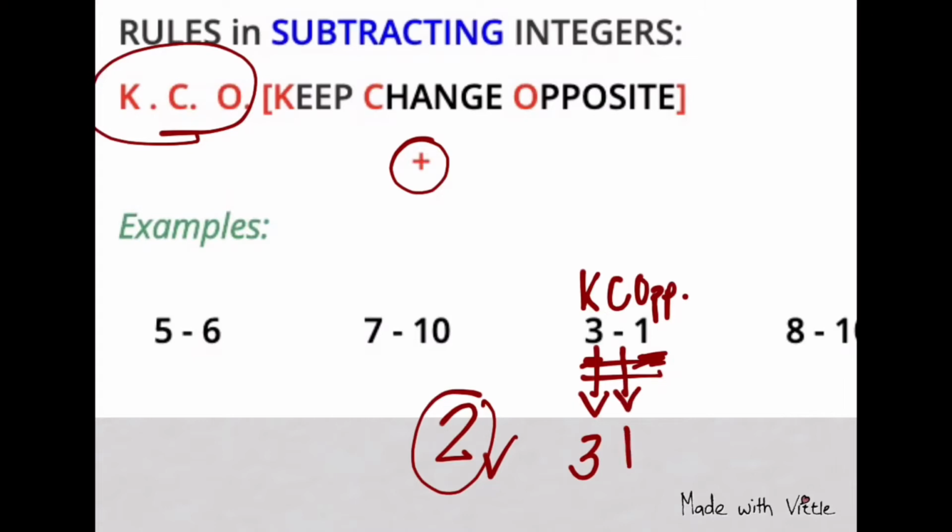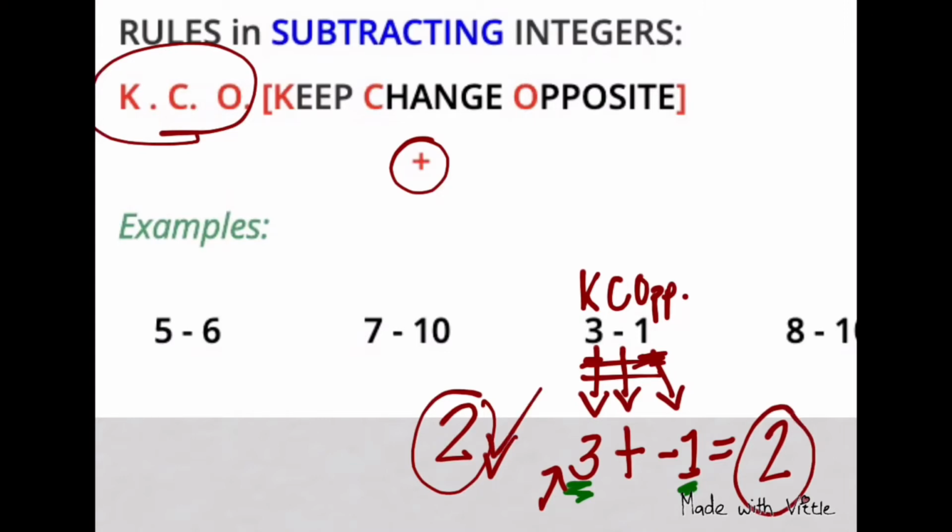That subtraction sign will become addition. That positive 1 will become negative 1. They're different signs, so you subtract. The difference between 3 and 1 is 2. Whose sign are you going to copy? Of course, the one farther from 0. 3 spaces is farther than 1 space from 0. Therefore, we're going to copy a positive sign. So our answer is positive 2. So, you see, KCO still works.